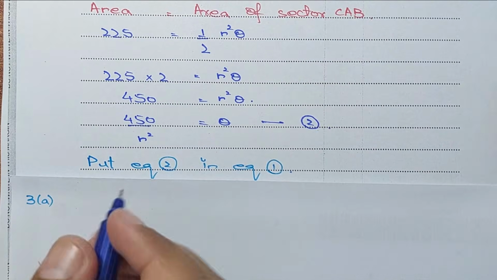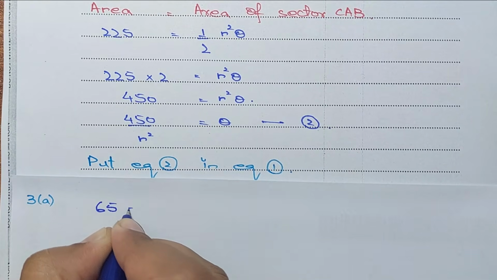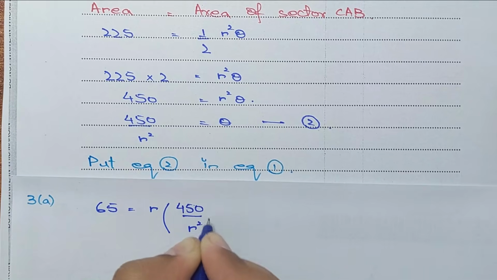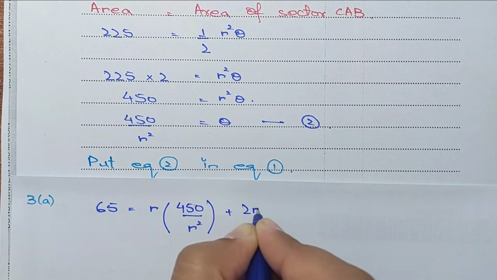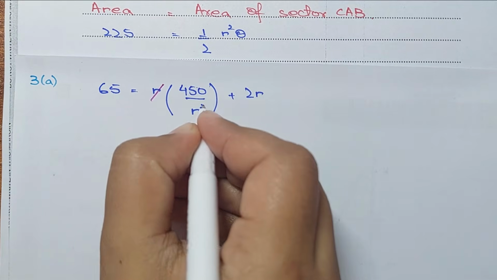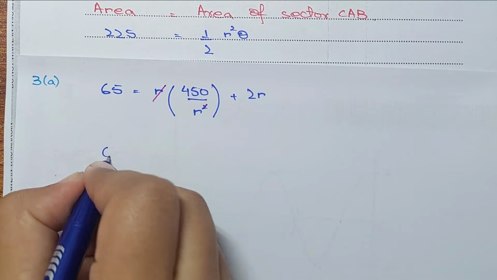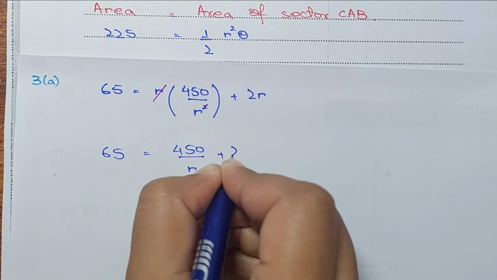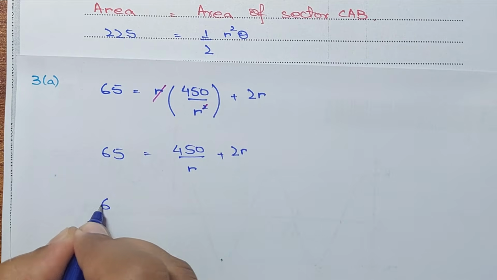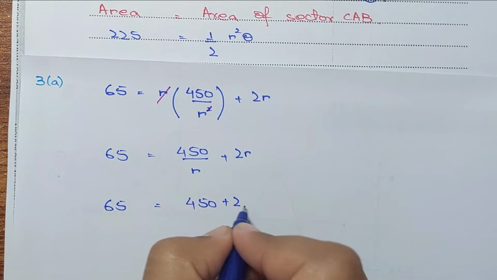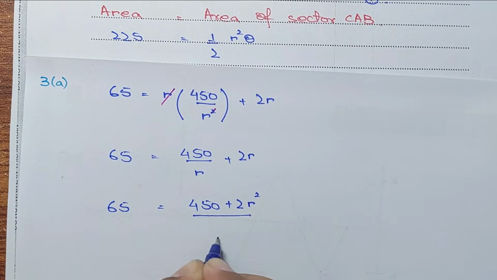Okay, so equation 1 becomes 65 equals r times theta, which is 450 over r square, plus 2r. Now this whole equation is in r. We have to solve for radius, right? So this r and this r cancel out. We are left with 65 equals 450 over r plus 2 times r, and 65 equals 450 plus 2r times r, which would be r square, divided by r.